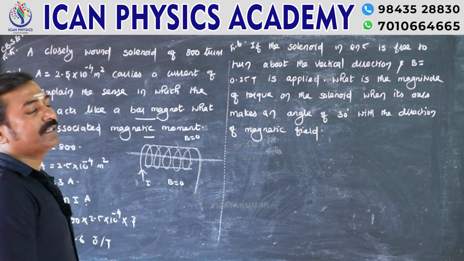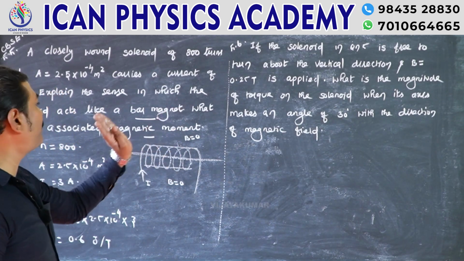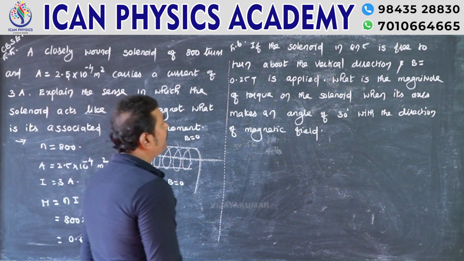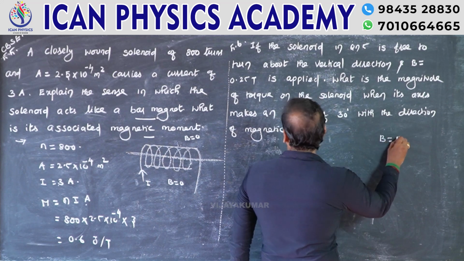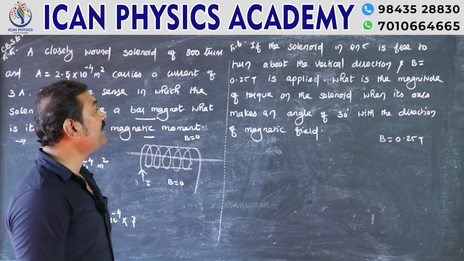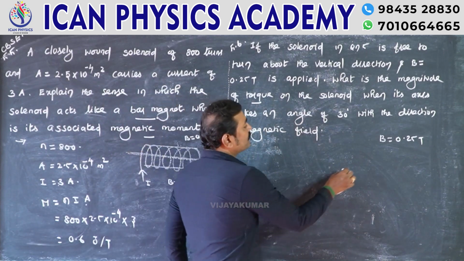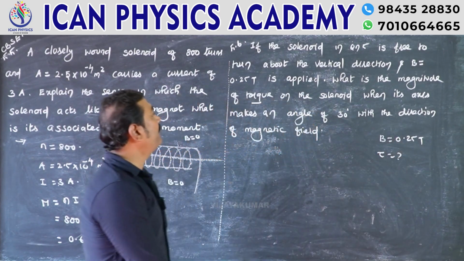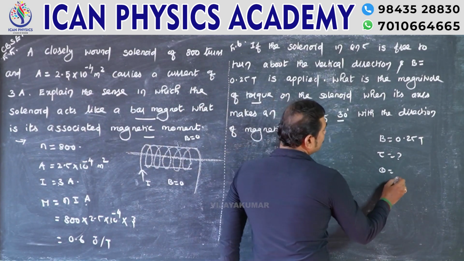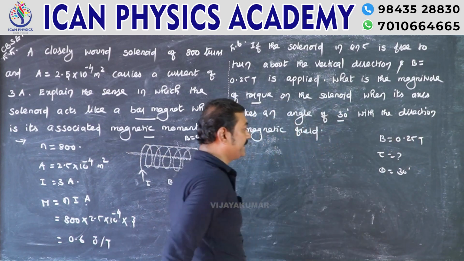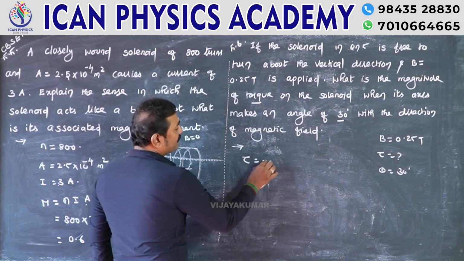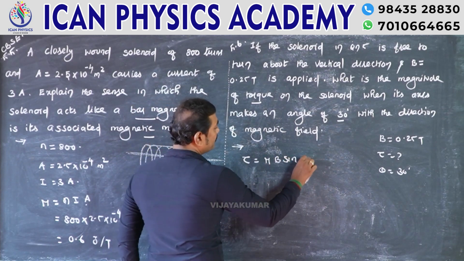Now we can go to the second question. If the solenoid in question number 5, the same solenoid, is free to turn about its vertical direction and a uniform magnetic field of 0.25 Tesla is applied, what is the magnitude of the torque? We are going to calculate the torque of the solenoid when its axis makes an angle of 30 degree, so theta equal to 30 degree. What you have to calculate is torque. The formula to calculate the torque is MB sin theta.